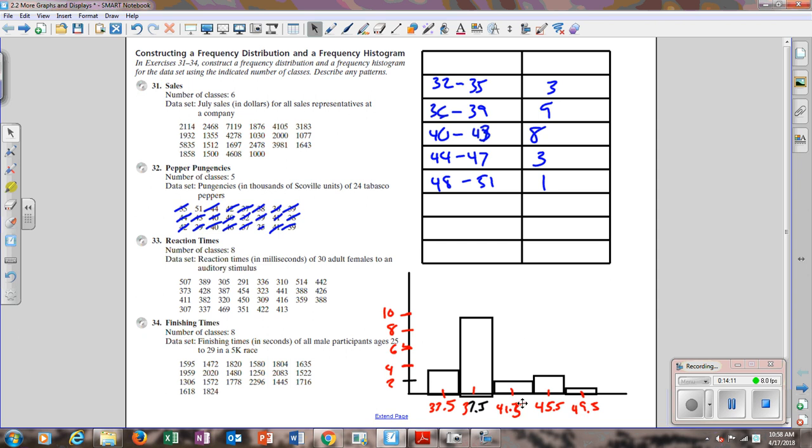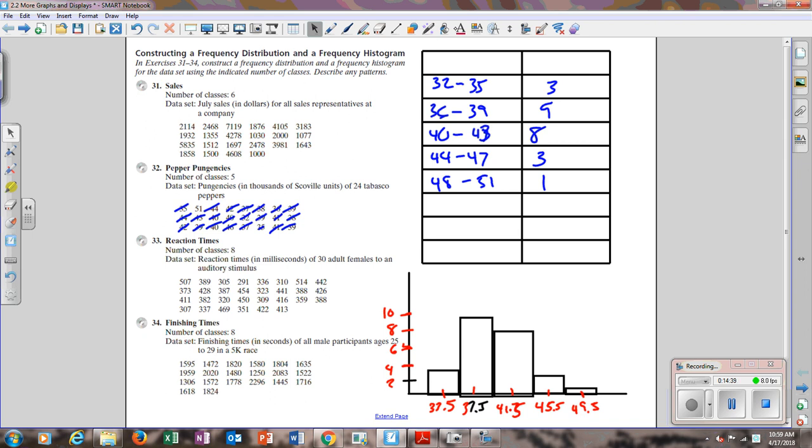Third one is 8. Fourth one's 3. And the last one is 1. So that's what your frequency histogram should look like.